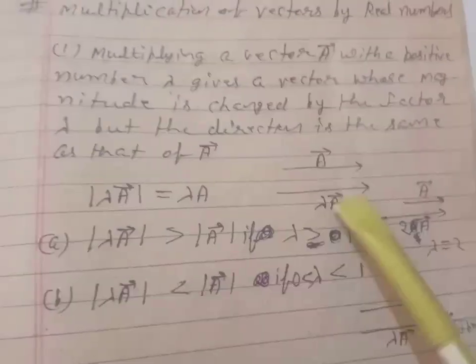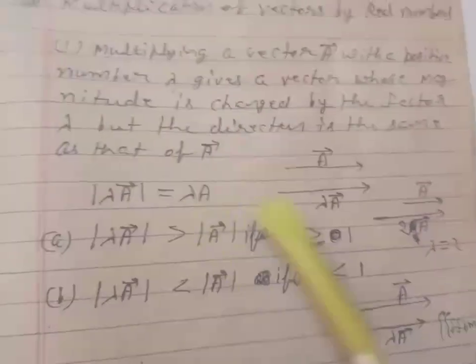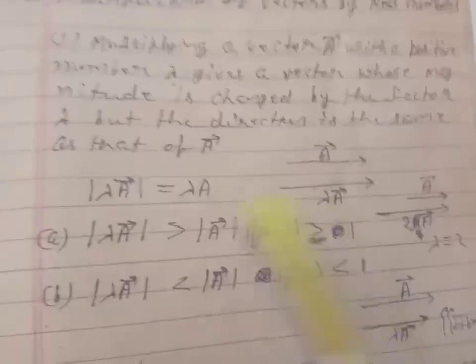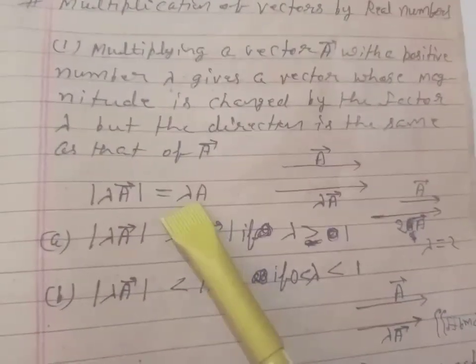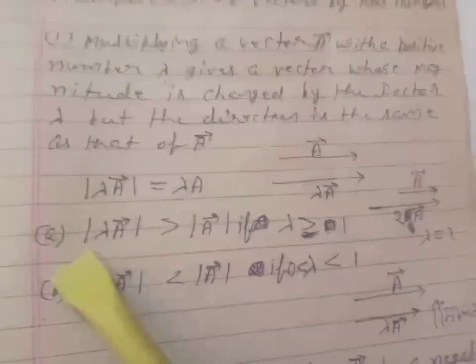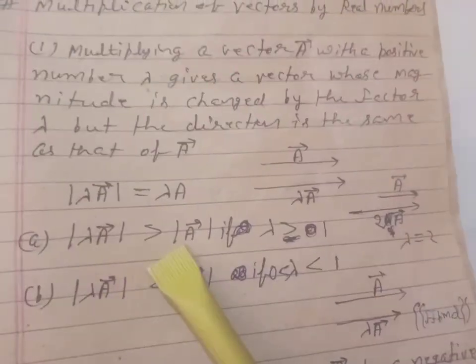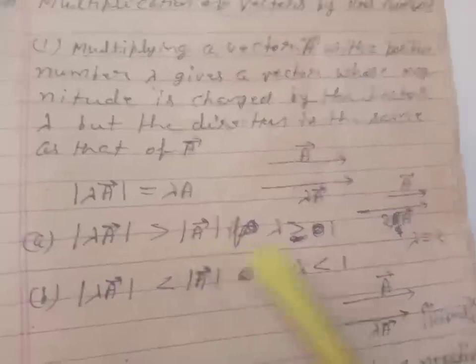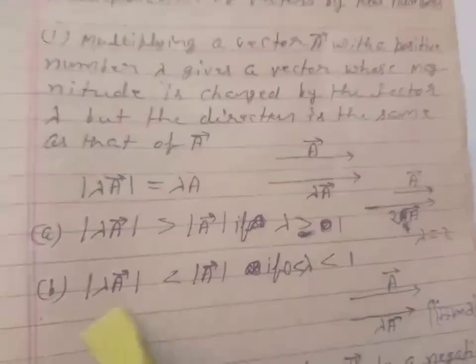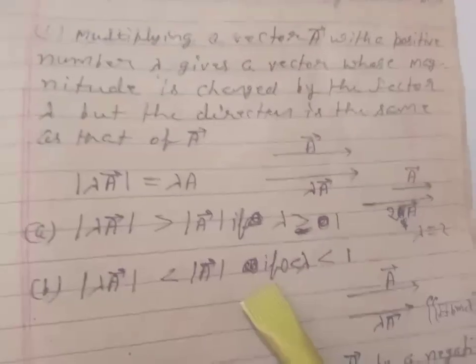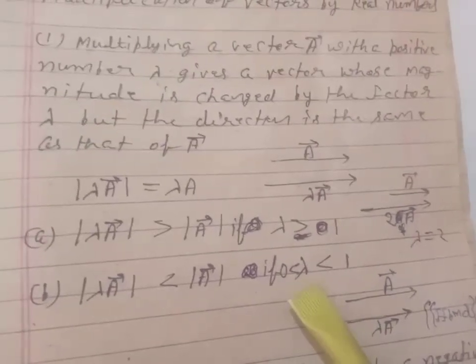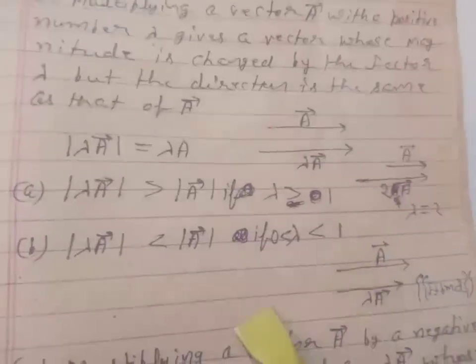Its length increases or decreases, depending on the value of lambda, and the mode of lambda A vector will be lambda times the mode of A. If the mode of lambda A vector is greater than the mode of A vector, then lambda is greater than 1, and if the mode of lambda A vector is less than the mode of A vector, then 0 is less than lambda less than 1. This is the mathematical situation.